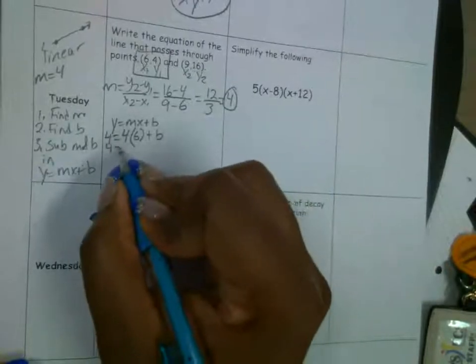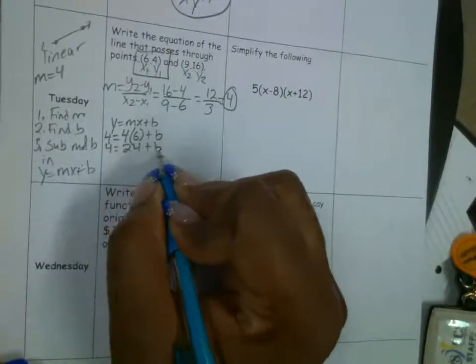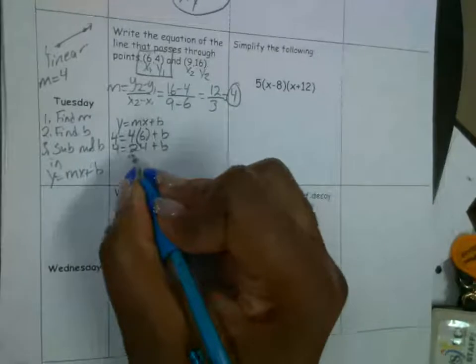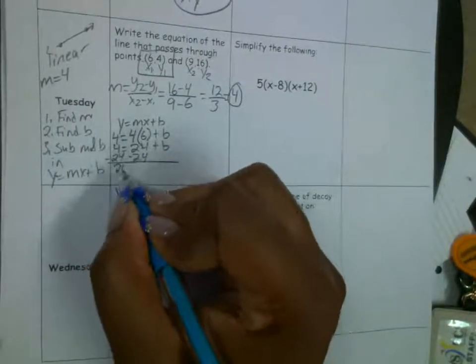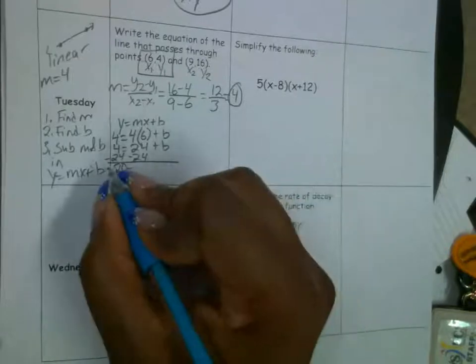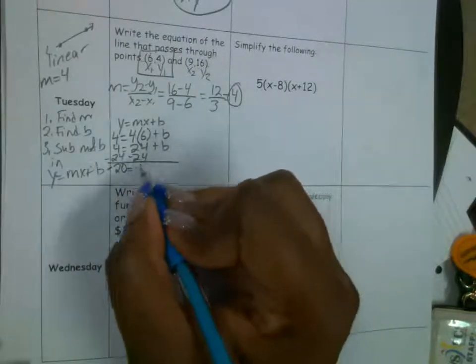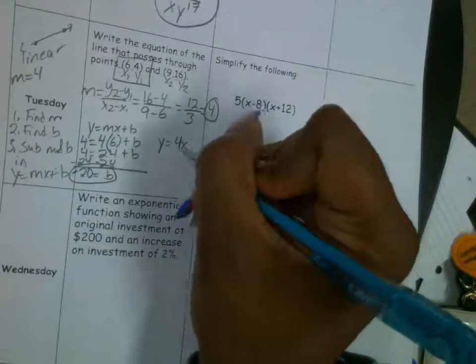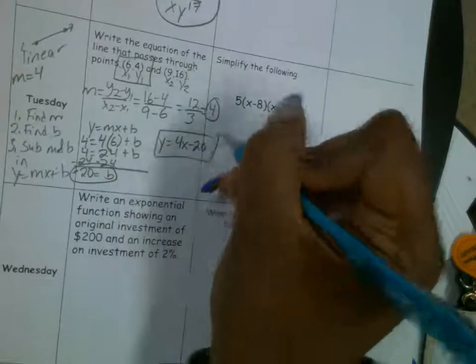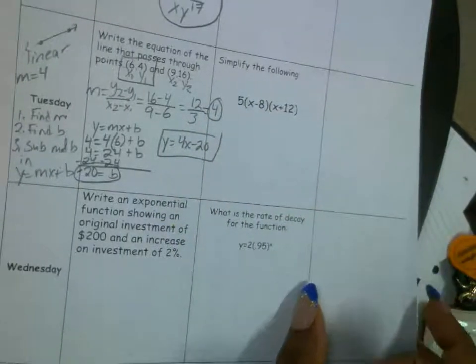What's 4 times 6? 24. All right. What's after that? Subtract 24. Subtract 24 on both sides. And what does that give you? 20 is equal to what? Negative 20. All right. So how do we write this as an equation? Y equals 4x minus 20. Raise your hand if you got that right. Okay, good deal.